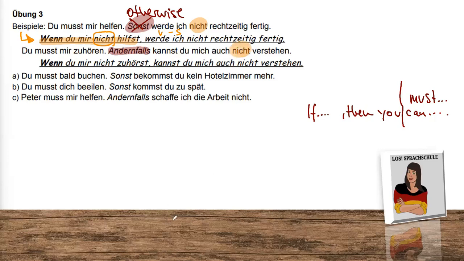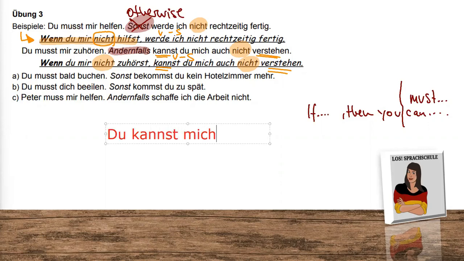The not is here again. And we have a modal verb and a real verb. So, if, wenn, if you do not listen to me, wenn du mir nicht zuhörst, kannst du mich auch nicht verstehen. You cannot understand me. Kannst du. Again, verb, subject. If we would put the main sentence in the beginning, if you paid attention, you will know what happens.